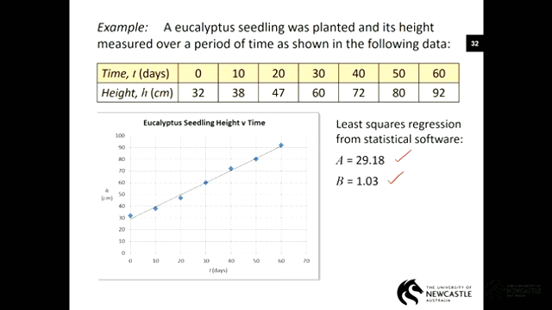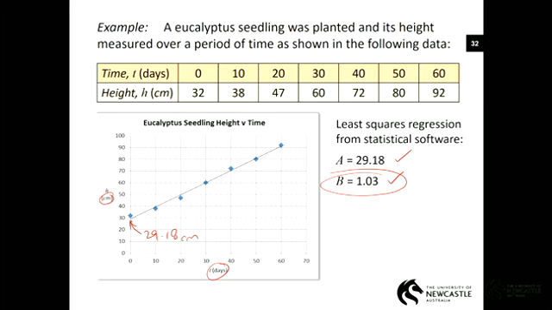Now, we might get asked, what do they mean? Well, we know in this example, A is a y-intercept. So the y's are this h-axis. So that's saying these trees started at about a 29 centimetre height. So this line of best fit had a y-intercept at 29, or 29.18 to be more accurate. We're just saying that's the initial height of these plants, about 29.18 centimetres. What did the 1.03 mean? Well, it's our gradient. The units of our gradient is centimetres over days. So this is saying that this seedling was growing at about 1.03 centimetres per day, about a centimetre per day. So same as earlier, we can make sense of this output of A and B.